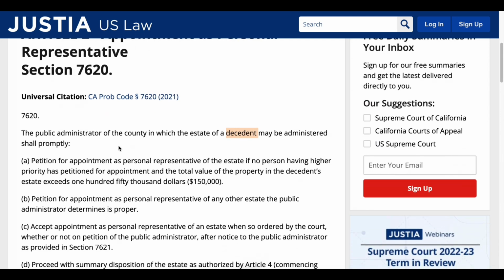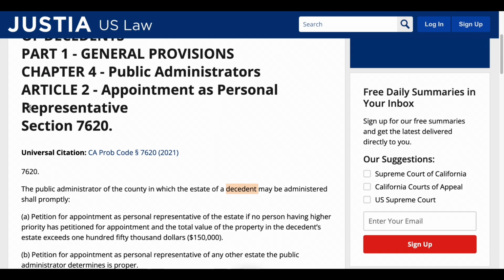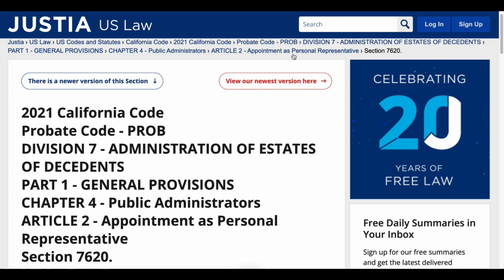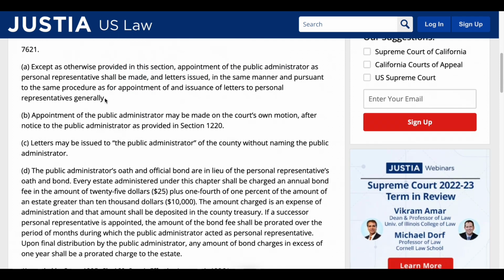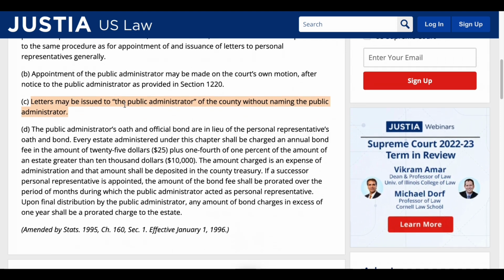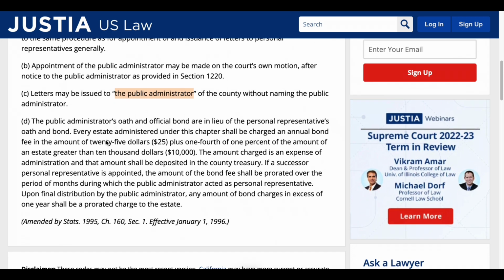Okay, now let me go back. What was I doing? Go back. Administration here. Trying to see, I want to find something specific on here. Let's see. Letters may be issued to the public administrator of the county without naming the public administrator. Okay, and that could be the judge. Keep in mind, judges are administrators. They administer people's estates. Okay, they administer your estate.